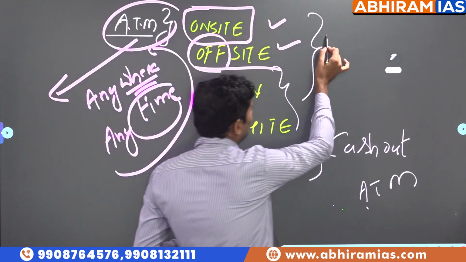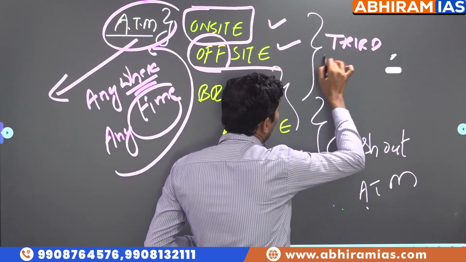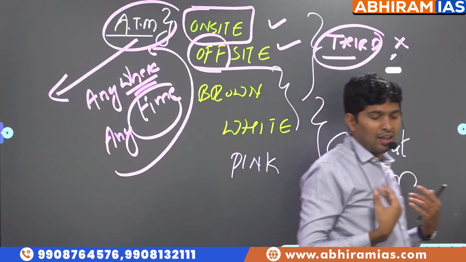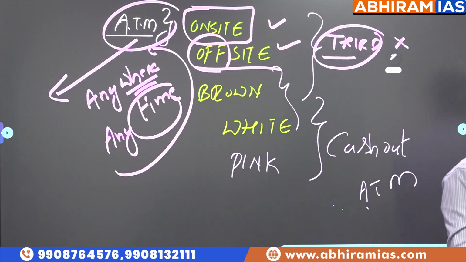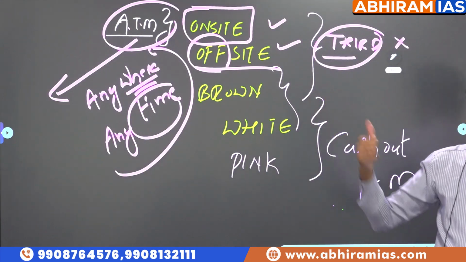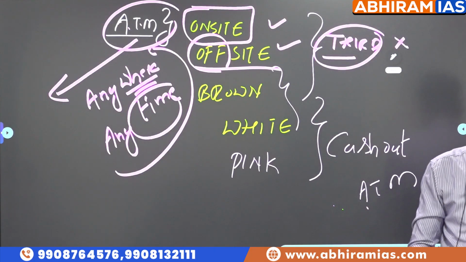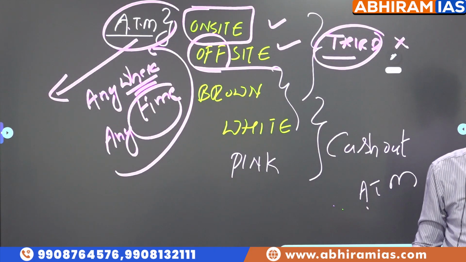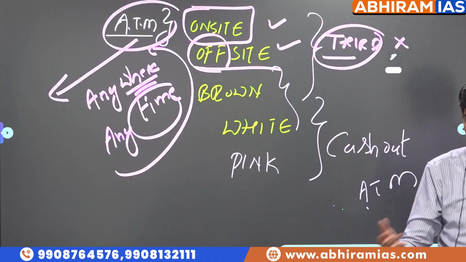Third-party ATM. What is third-party ATM? I do not have a direct relationship with that bank's ATM. Meaning, I have a bank account with SBI, but I am withdrawing money from Union Bank of India. Do I have a direct relationship with Union Bank of India ATM? No. So which means I am a third party to them.